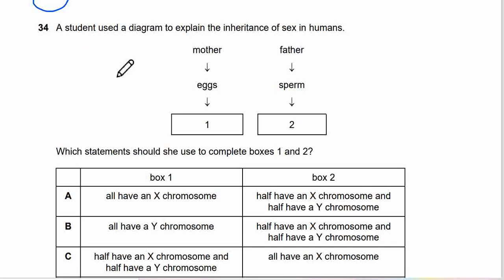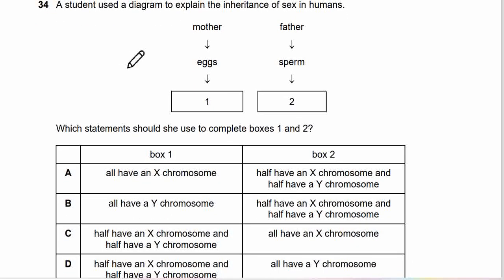Right, let's move on to question 34. A student used a diagram to explain the inheritance of sex in humans. Mother produced eggs, father produced sperms 1 and 2. What statement should she use to complete boxes 1 and 2? In the inheritance of sex in humans, the mother, all female, contains only X chromosomes. So it should be X, not Y. But father contains 50% X and 50% Y. So this should be correct for question 34.